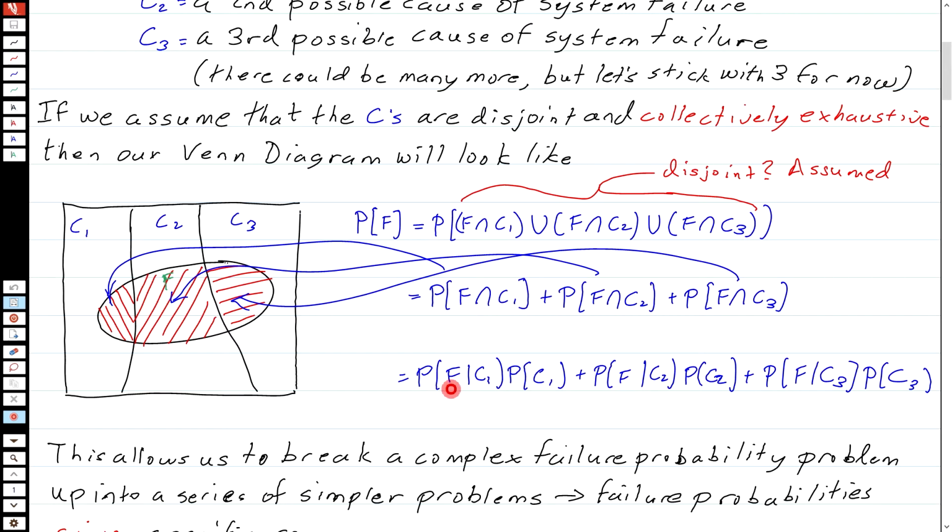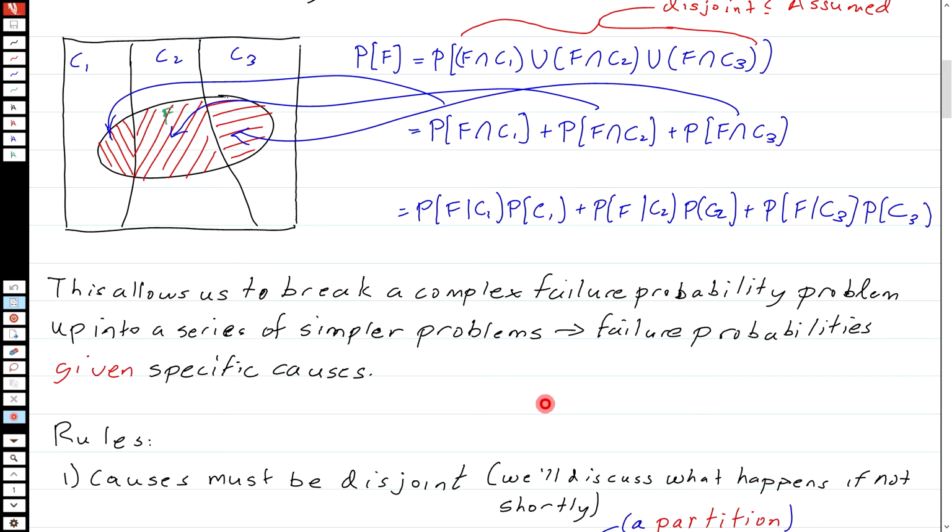The reason I say that this separates into a series of simpler problems is that we can usually compute the probability of failure given a specific cause more easily than we can jump straight into the overall probability of failure of a system. Then the only other thing we need to do is figure out how often that cause takes place, and then we weight this component by the fraction of time or the probability that cause takes place.